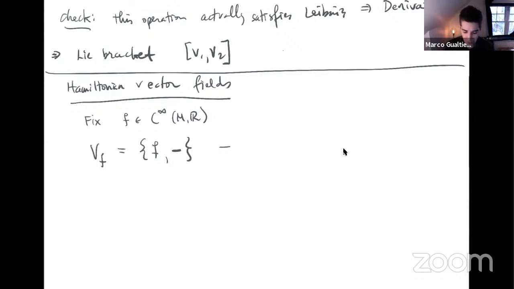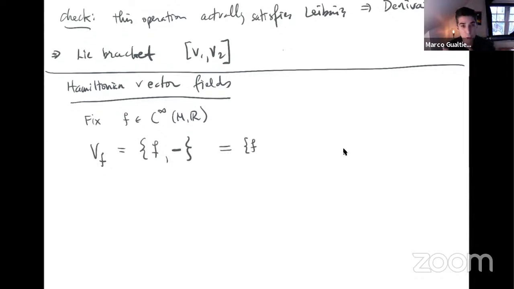If I want to write this vector field out, what I should do is apply it to the coordinate functions to figure out what the coefficients of the vector field are. So I'll take the bracket of f with x1, and that's the coefficient of d by dx1. And I take the bracket of f with p_n, and that's the coefficient of d by dp_n.